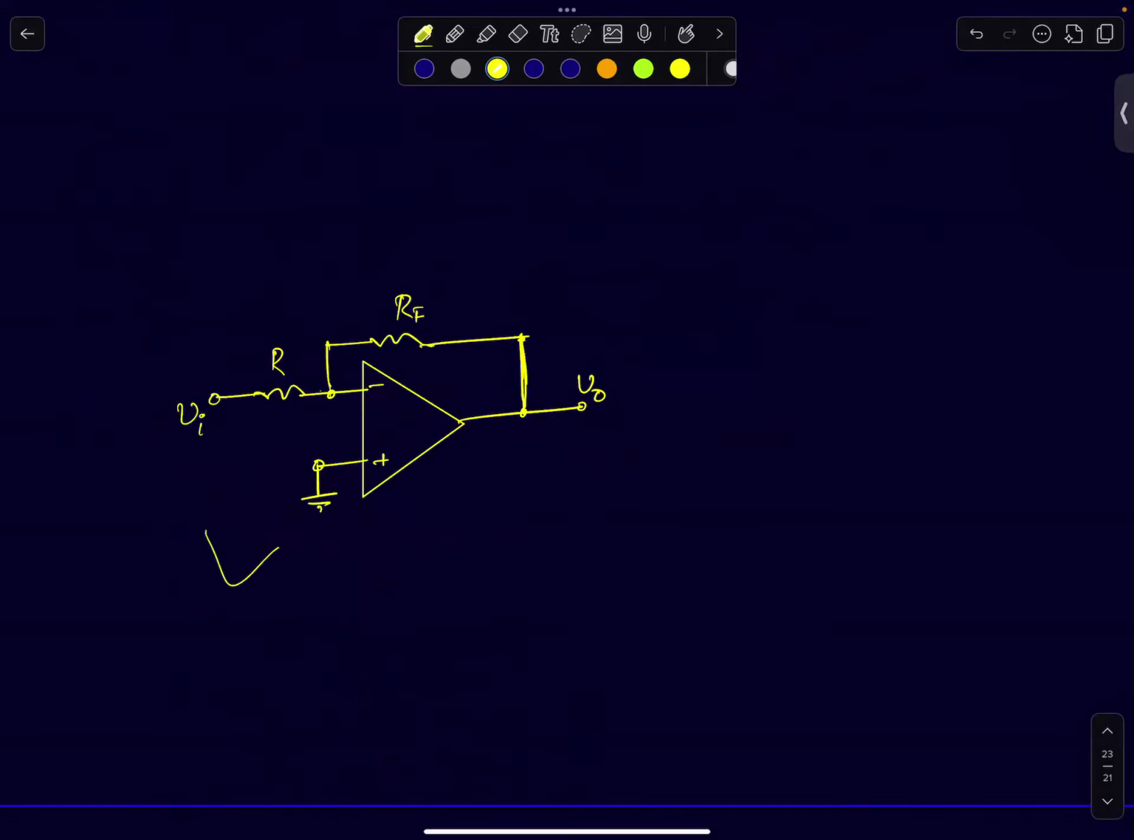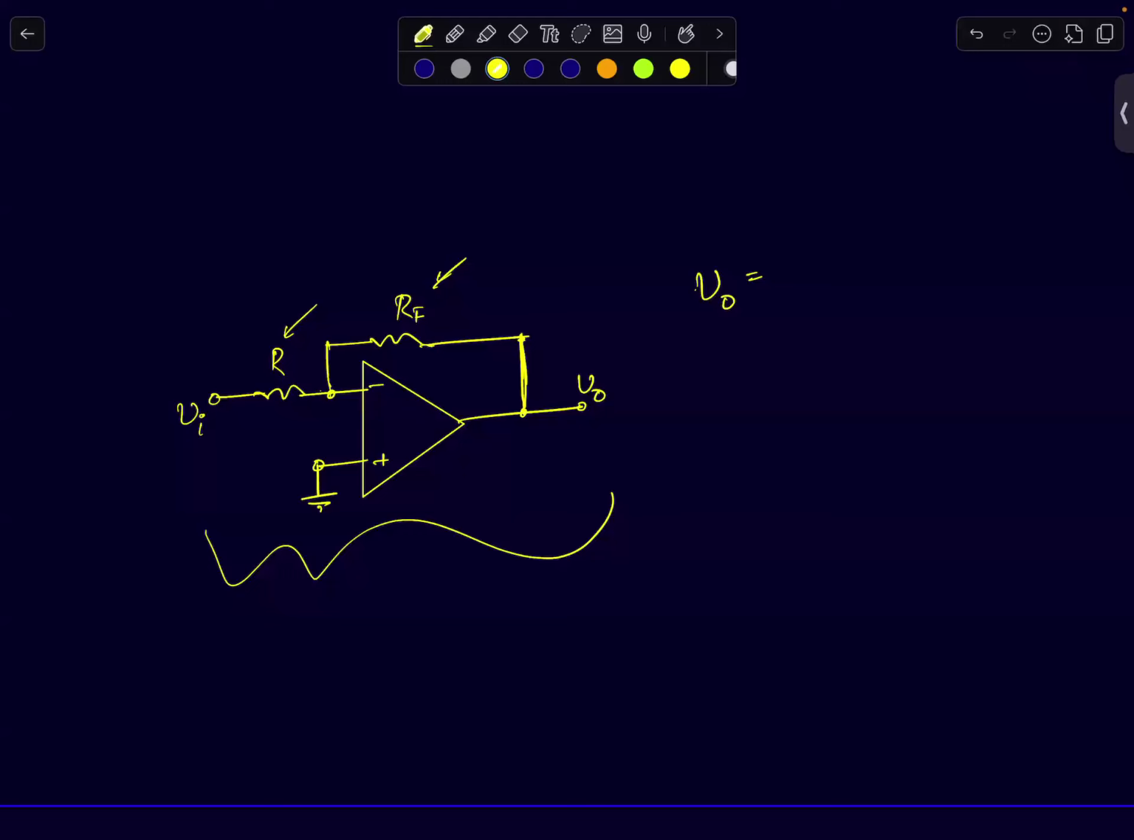Now this circuit. If I give you this circuit, what will be the output voltage due to noise and input signal? This is RF and this is R. What do you think will be the output? Again, the same rules. Apply the principle of superposition. Assume noise is 0. If noise is 0, you should get minus RF by R times Vi.